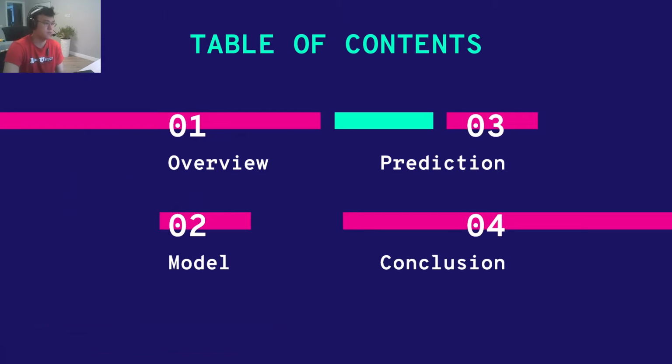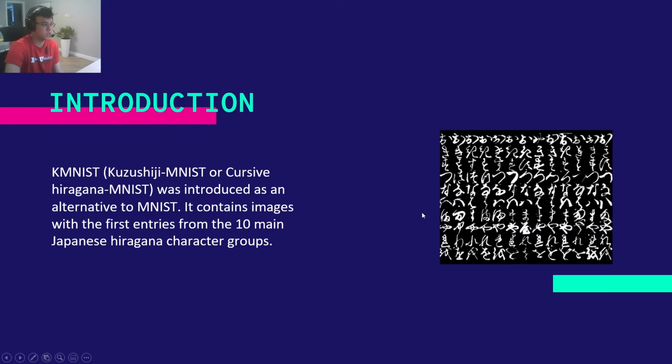Shall we start? Today I'm going to talk about a general overview of the model, the prediction results, and the conclusion of the prediction. Basically, first I would like to introduce the dataset. It's called K-MNIST.